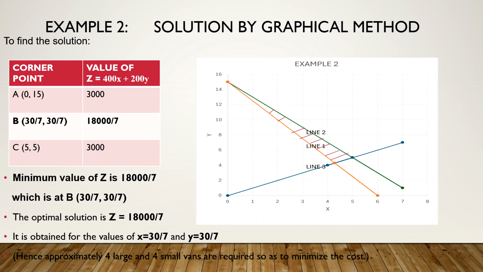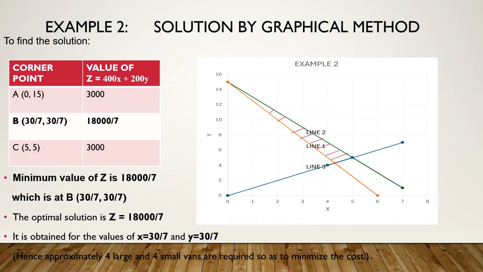So now you have these 3 corner points, and when you evaluate z at these 3 corner points, you can see the minimum value is obtained at the point B. So the optimal solution is 18,000 by 7, which is the minimum cost. It is obtained when the number of units for x is 30 by 7. That means the large vans is 30 by 7 and the small vans are also 30 by 7.